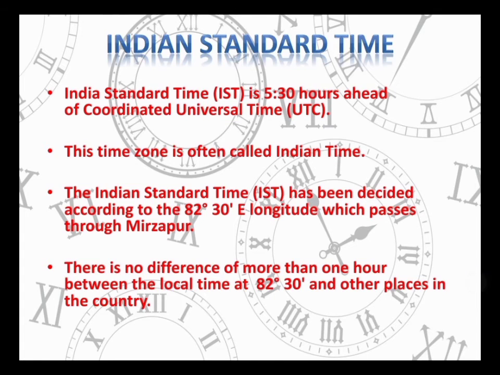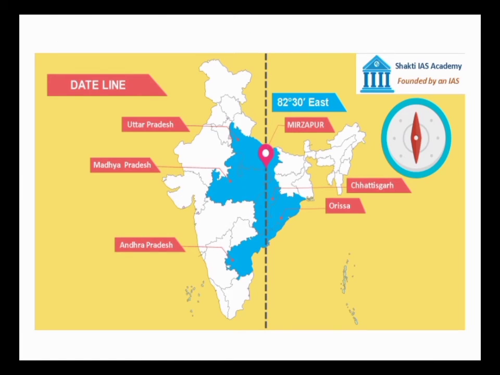Now in this map, the line which is passing in the middle is at 82 degrees 30 minutes, and as Mirzapur is in the center, the time in Mirzapur is considered to be the standard time of India. So even if the local times are different in states, the time in Mirzapur is the time for all. If it is 6 am in Mirzapur, it will be 6 am everywhere in the country, even in Madhya Pradesh, Andhra Pradesh, Maharashtra, everywhere. So the local time of Mirzapur is the standard time of India.